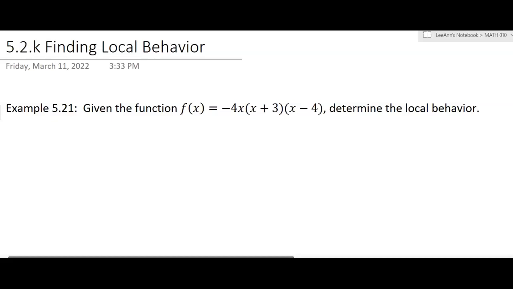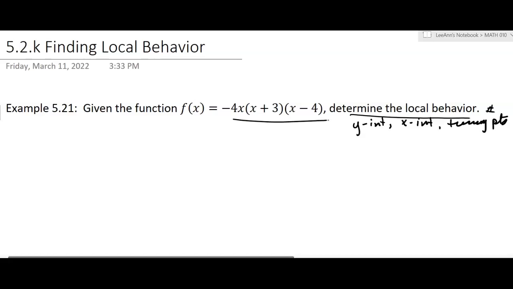Okay, so they give us a function and it says determine the local behavior. For us, that's going to be finding the y-intercepts, the x-intercepts, and the turning points. The number of turning points, I should say. Okay, notice that it's in a factored form.